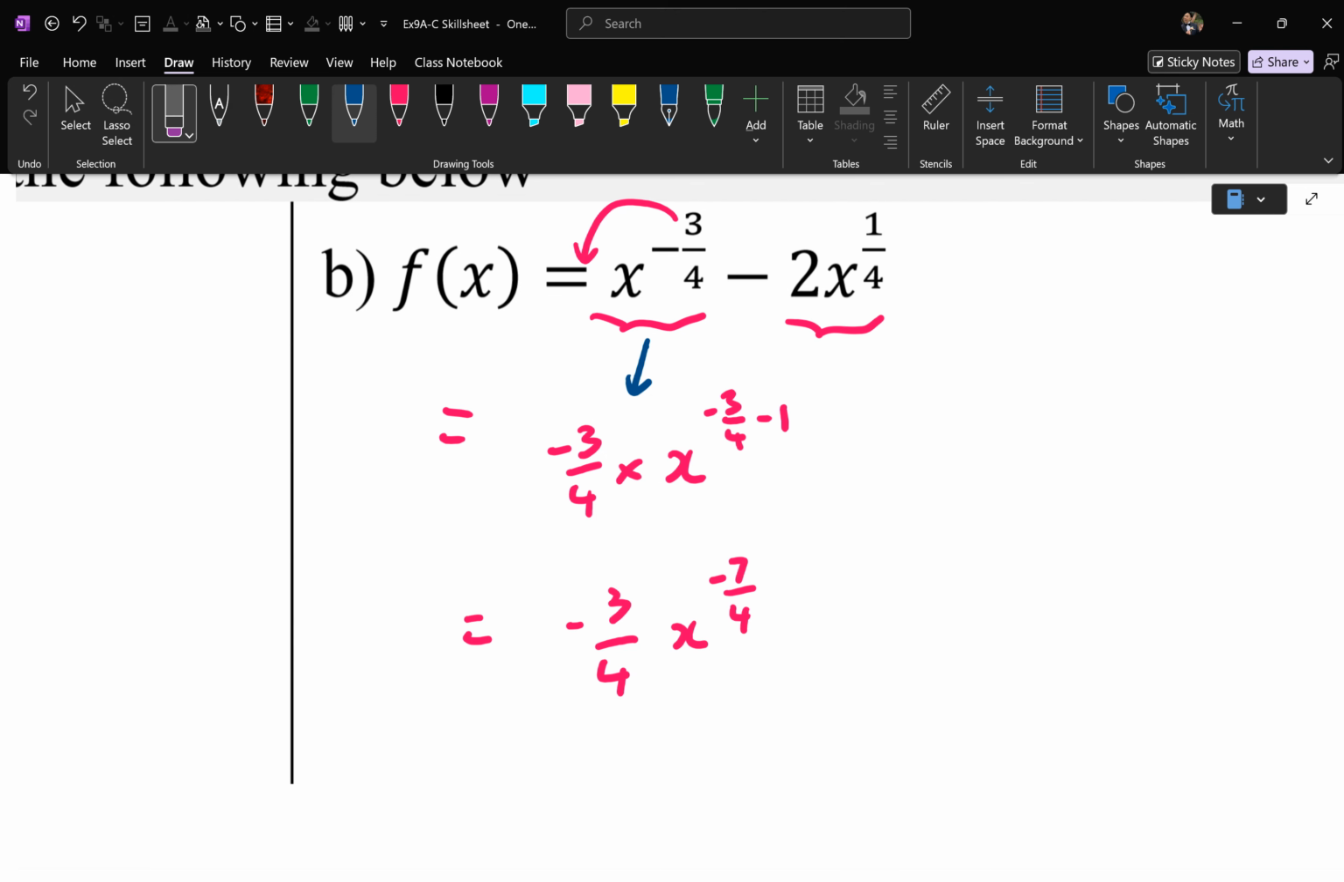Someone have a go with the next one. Minus, now I've got 2x to the power of a quarter. What would that be, Serena? To the power of? Beautiful. And again, if you're wondering where the half came from, it's a quarter times 2. A quarter times 2 gives you a half. And the minus is still at the front. And then a quarter minus 1 gives you negative 3/4.